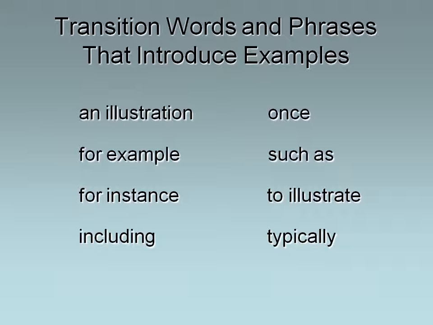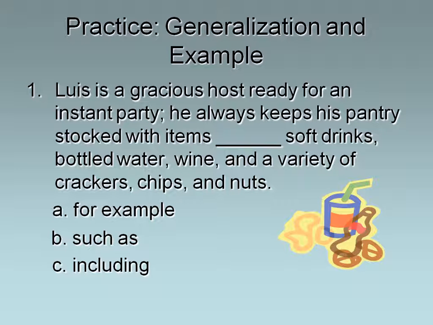Example words that signal an author is giving an instance of a general idea are shown. Read the list of words and phrases that introduce examples. Now practice identifying transitions that show the generalization and example pattern. Read the first sentence. Then identify the example transition that will correctly complete the sentence.